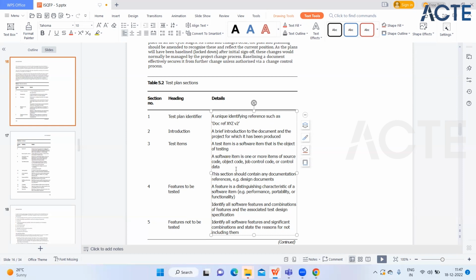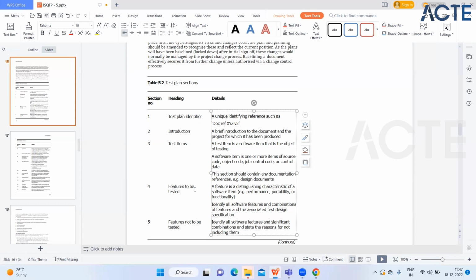So test item can be anything. It may be an object code, job control code, control data. This section should contain any documentation references, for example, design document. So test item can be anything. Maybe it can be a design document, maybe a technical design document, or maybe a technical requirement document. So anything can come under this test item.